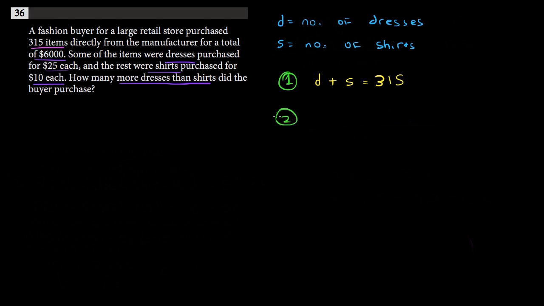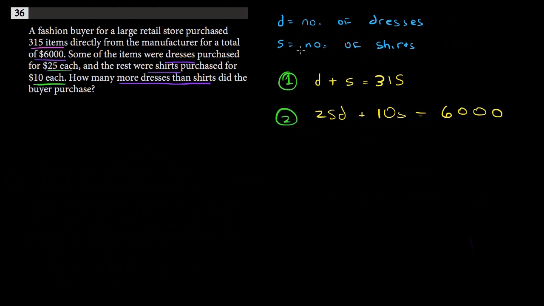The second one is going to be more regarding the price. The buyer bought for a total of 6,000, and we know that the price of each dress is 25 and the price of each shirt is 10. So 25D is the price of all the dresses, and 10S is the price of all the shirts. And so the price of all dresses plus the price of all shirts is going to be the overall price, which is 6,000. Okay, and so these are our two equations.